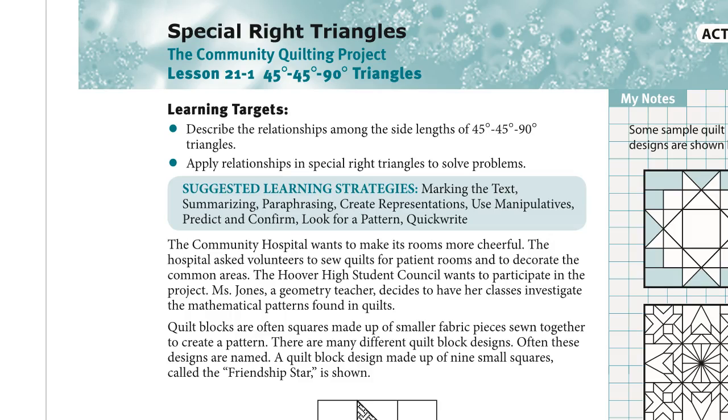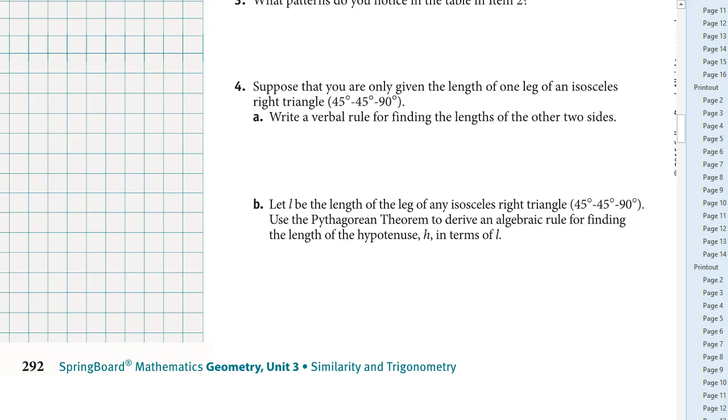This video is for lesson 21-1 about 45-45-90 degree triangles. Learning goals are to describe the relationships among the side lengths for these kinds of triangles and then use those relationships to solve problems. For our notes, let's skip all the way ahead till you find question 4.